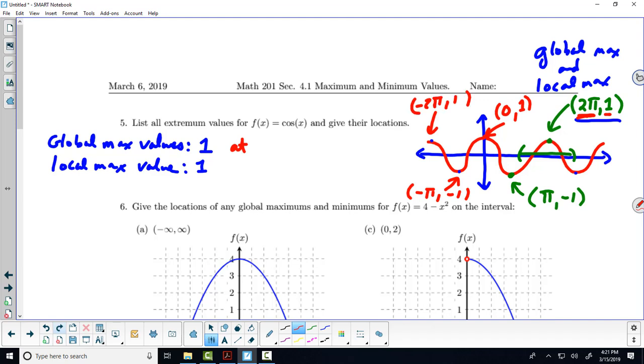Okay? So it seems to me that we have global max values at all of our even multiples of pi. So those occur at x equals, let's go, dot dot dot, minus 2 pi, 0, 2 pi, 4 pi, dot dot dot. Okay? Well, what about for our local maxes and mins? Well, we've already said that those are exactly the same. So let's just say at x equals dot dot dot, minus 2 pi, 0, 2 pi, 4 pi, etc.